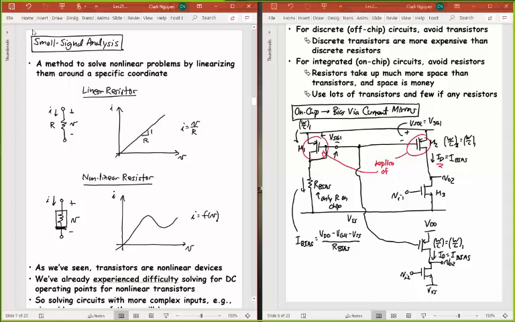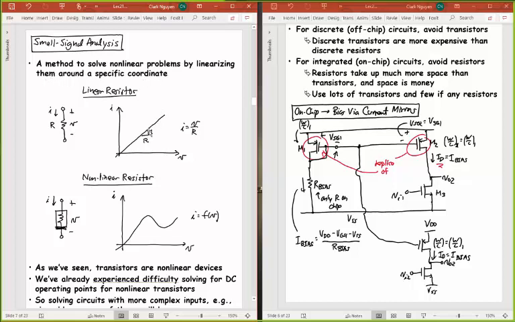And so let's talk about small signal analysis. So small signal analysis is kind of the solution to what we just went through. We just went through a lot of tedious labor to solve a nonlinear problem. And transistors are nonlinear. So when we put signals through them, time varying signals, to do it right, you're going to have to solve a nonlinear problem, really. Unless you know how to do small signal analysis. So let's talk about this. The small signal analysis is a method to solve nonlinear problems by linearizing them around a specific coordinate point.